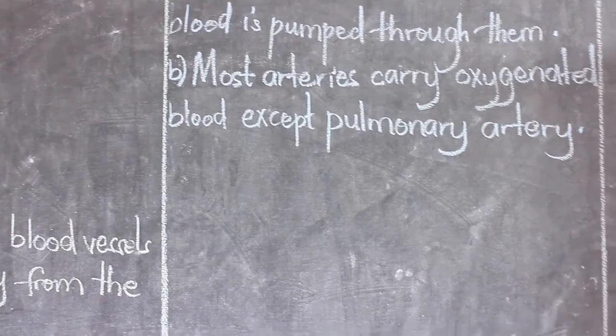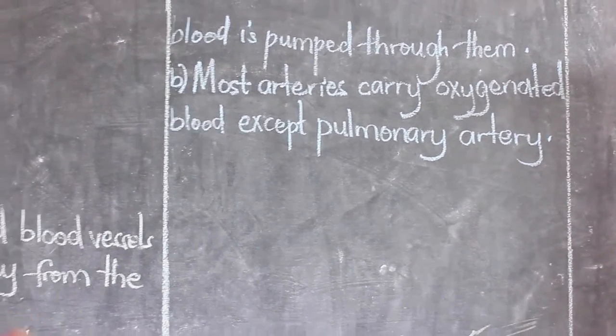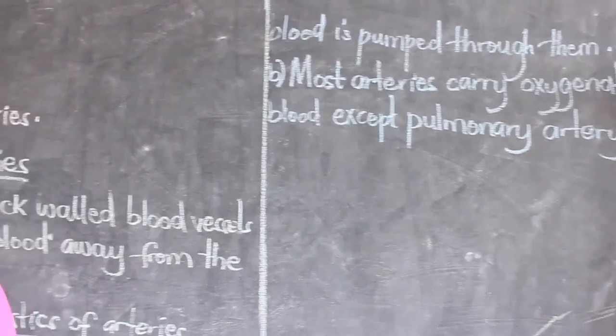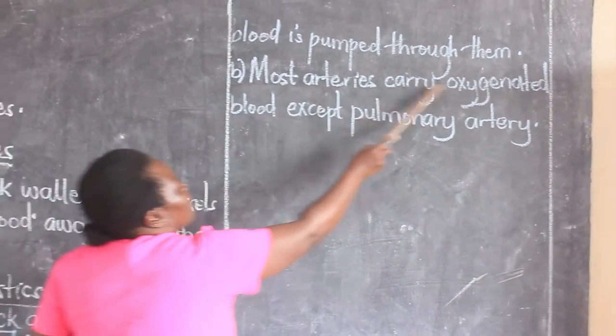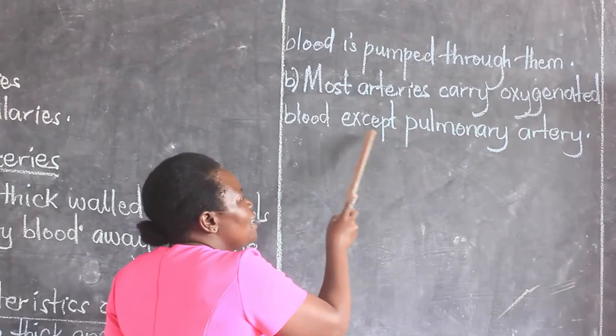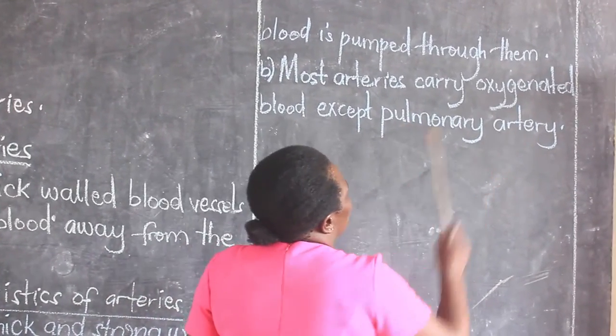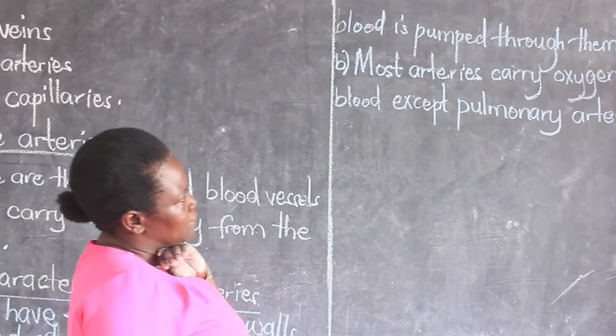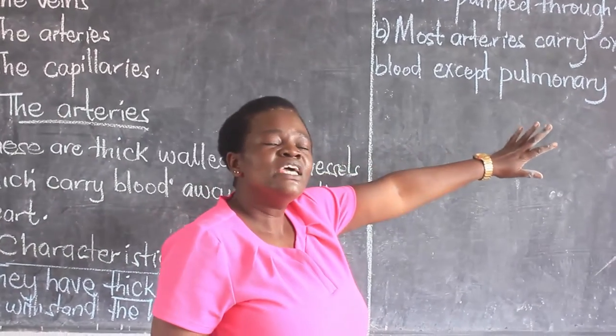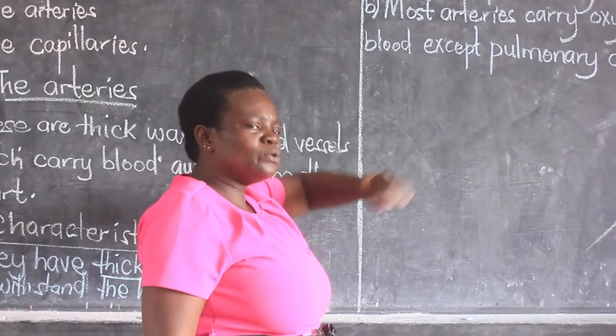That most arteries carry oxygenated blood, except the pulmonary artery. Now that one is called a special blood vessel. We shall look at another one.